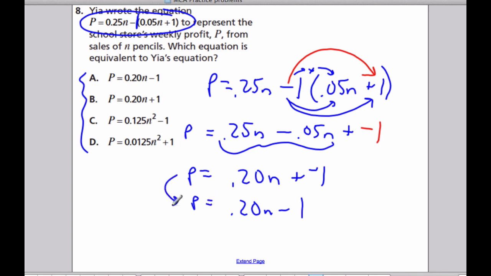And let's go up and see if any of these match with our correct answers. And for our answer, I see that we are matching up with A. So A is going to be our best answer right off the bat. It matches up, 0.2n minus 1. Again, this is algebra. You're working on your distribution, and combining like terms is what they're testing in question number 8.